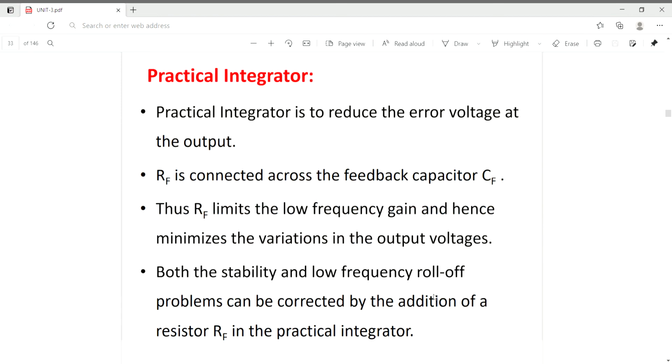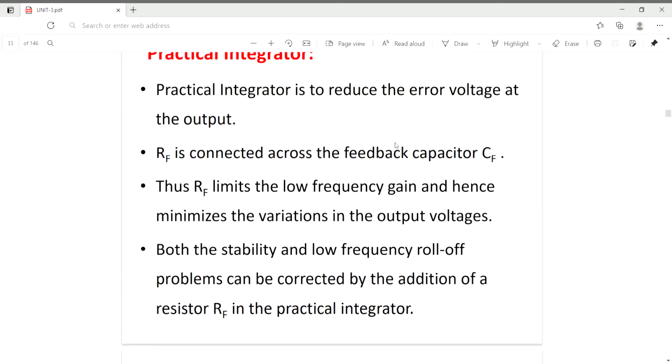A practical integrator is used to reduce error at the output voltage, so there will be differences between the ideal integrator and the practical integrator. Here RF is connected across the feedback capacitor, and RF limits the low frequency gain and hence minimizes the variation in the output voltage that we'll be getting from the integrator. Both stability and low frequency roll-off problems can be corrected by the addition of resistor RF in the practical integrator. So in order to reduce the errors in practical conditions, we'll be adding RF, a resistor in the feedback connection of the integrator, to reduce the error.